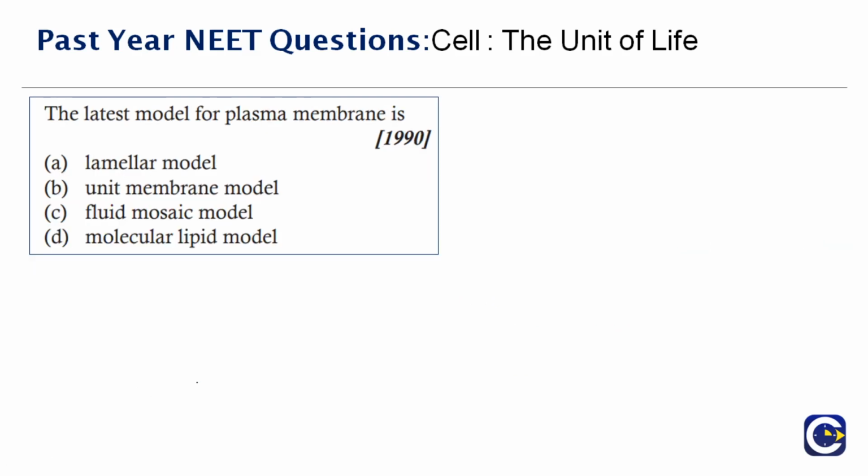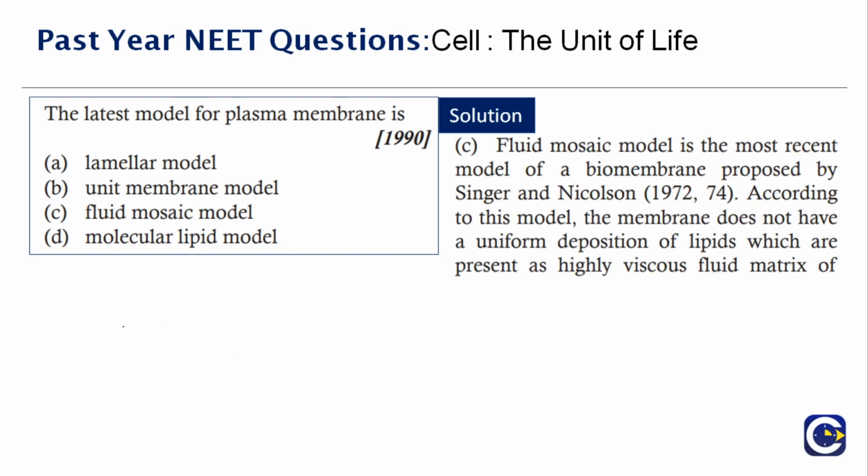Okay, now next question. This question was asked in the year 1990. The latest model for plasma membrane is dash. I think all of you would have guessed by now the answer. Yes, it is fluid mosaic model. Option C is the answer. Fluid mosaic model, as you all know, is one of the most recent models of the biomembrane, proposed by Singer and Nicolson in the year 1972-74.